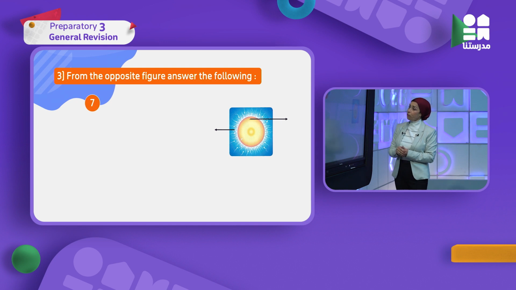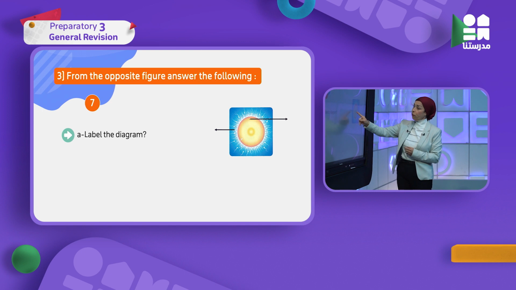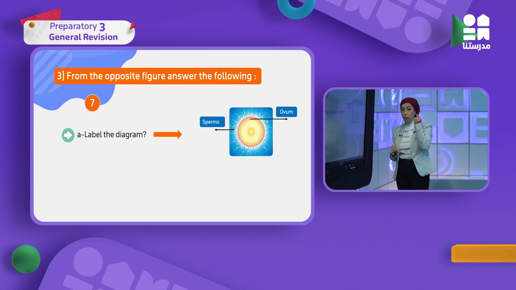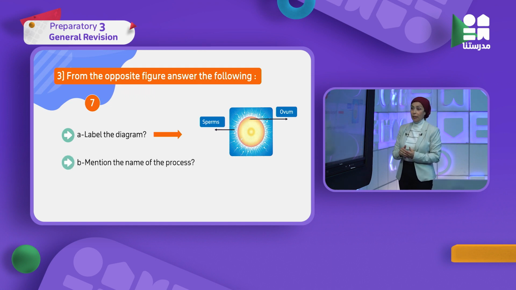Here I have another figure. He wants me to label these figures. The first figure here representing the sperms. And this is the ovum. Ovum, I said ovum, only one ovum. Type, this process كلها عبارة عن إيه? Mention the name of this process. Of course, it's the combination of sperms and ova, so it's the fertilization process.